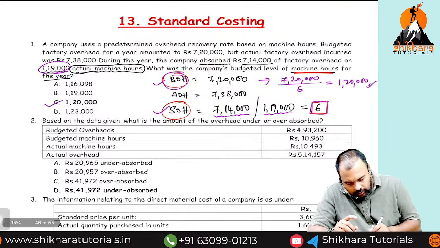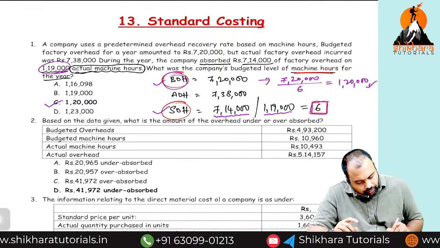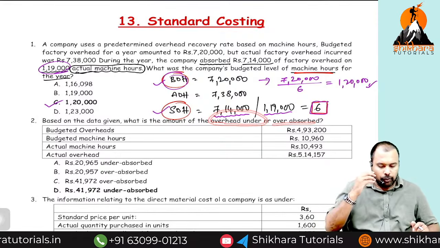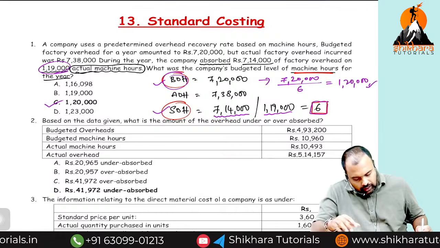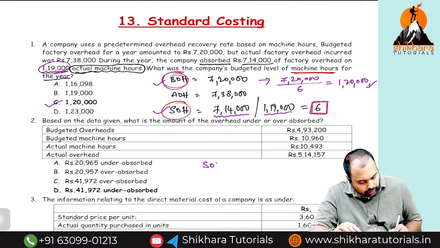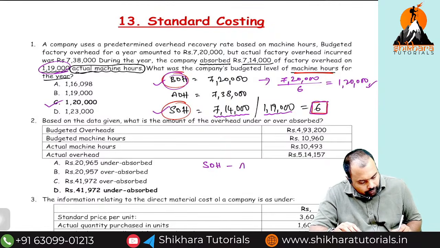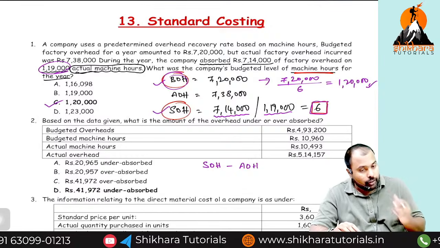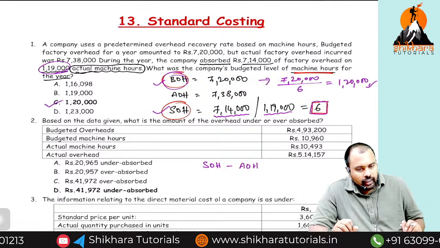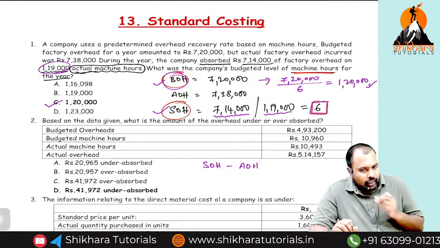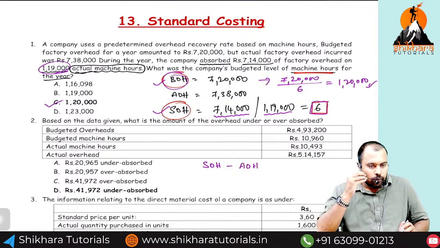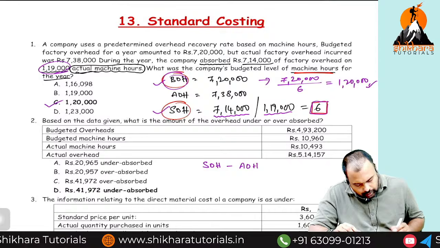Okay. Next, based on the given data, what is the amount of overhead under absorption, overabsorbed or underabsorbed? The overabsorbed, underabsorbed, in the sense it is absorbed overhead, which is nothing but SOH. Actual overhead we are supposed to compare with. So at the beginning we are going to prepare a budget. At the end, for actual production, we create a standard which is nothing but absorbed overhead. The difference between SOH and AOH is nothing but under absorption or over absorption of overheads. So let us compare with that.